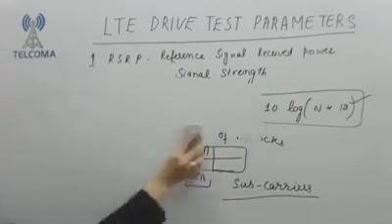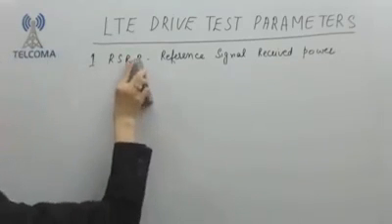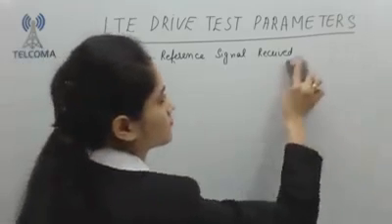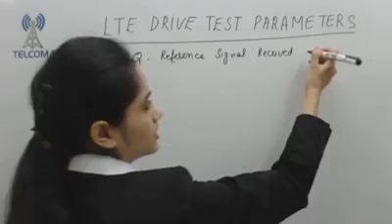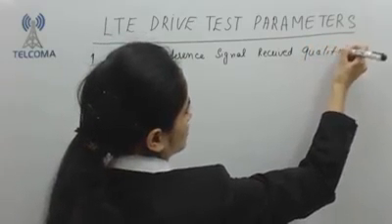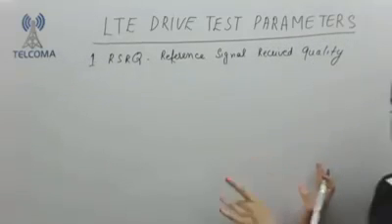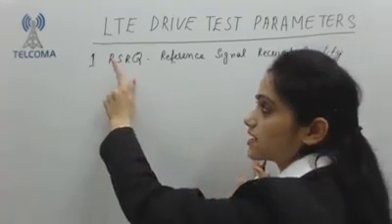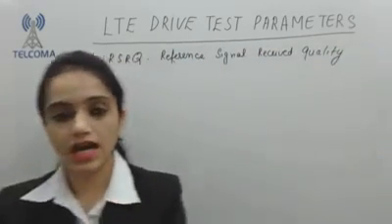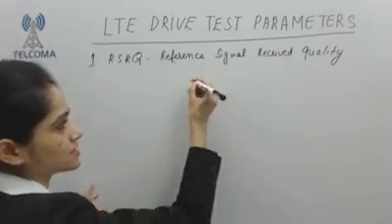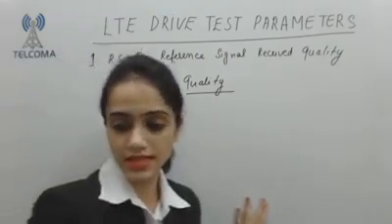Now the next parameter is RSRQ, reference signal received quality. As the name defines, this is reference signal received quality, so it will tell me the quality of the signal which I am receiving. So what will be the quality and how can we measure the quality of the signal?